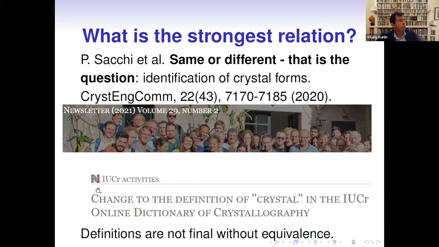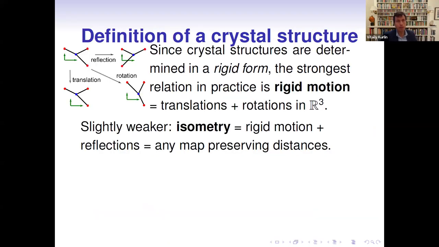So in our opinion, what was really missed is a formal definition of an equivalence that is strongest in practice. And we argue that since crystal structures are determined in rigid form, then the strongest equivalence relation between them in practice is a rigid motion. Rigid motion is defined as a composition of translations and rotations in any Euclidean space, illustrated here on that simple graph or molecule.